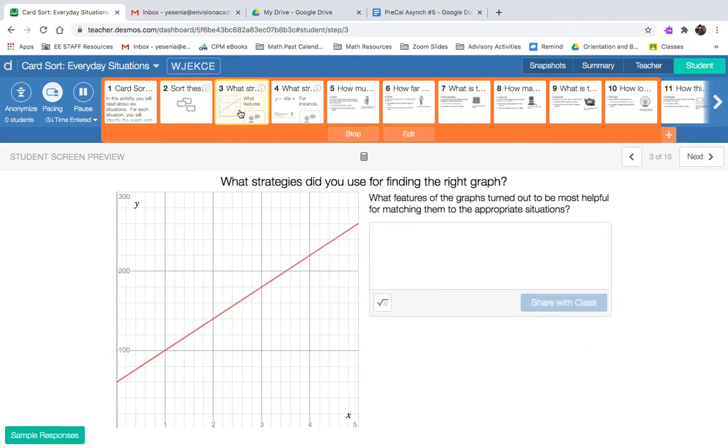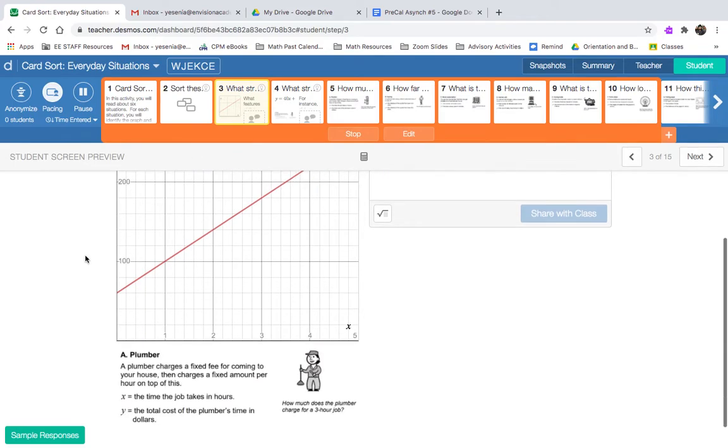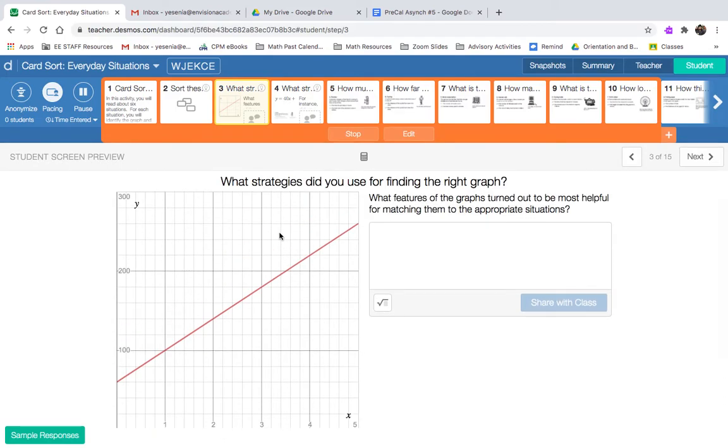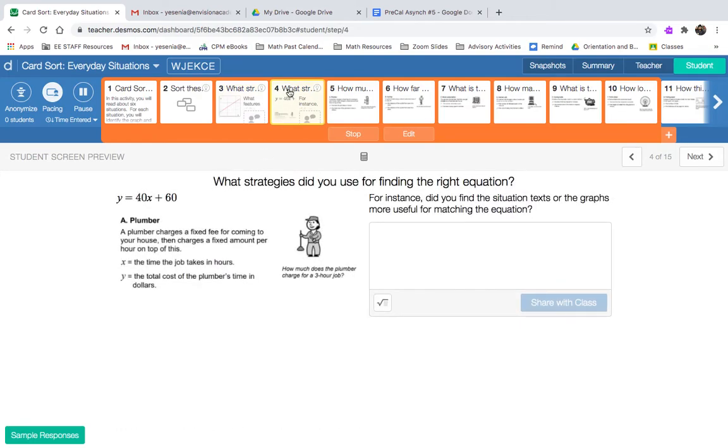The next slide right here, I want you to describe what strategies you used in the sort for finding the correct graph. That means for a situation, and this is an example, this doesn't mean you have to talk about this, for any situation, how did you match it up to the correct graph? What specifically did you look for in the graph as you made your match? The next slide is about the equation. Now, if you had an equation and you're trying to match it to a situation, what specifically were you looking for here? What was your process? You're going to go ahead and describe that.